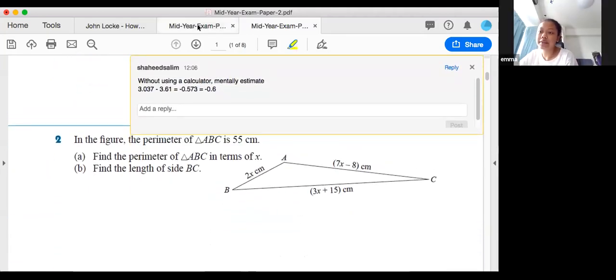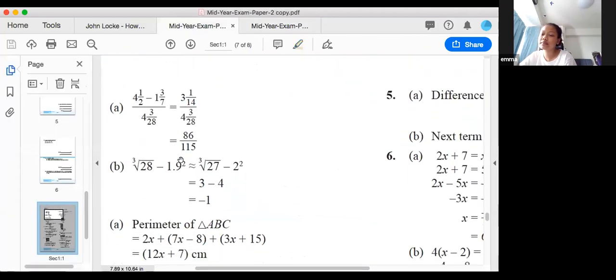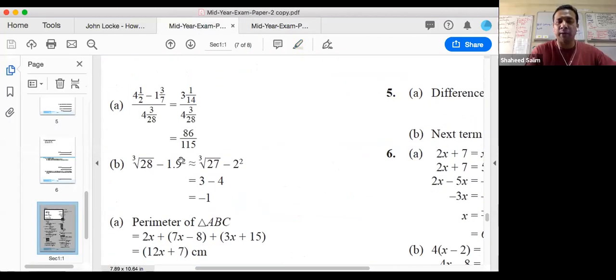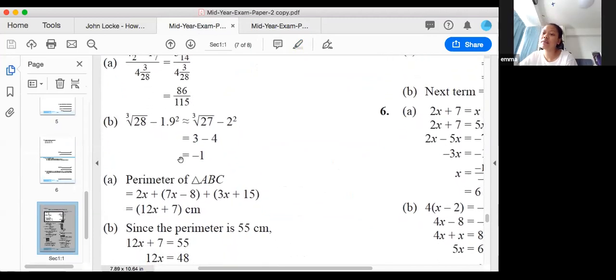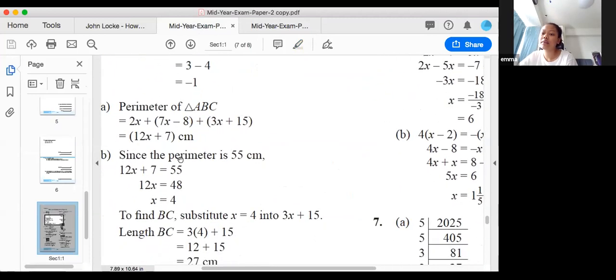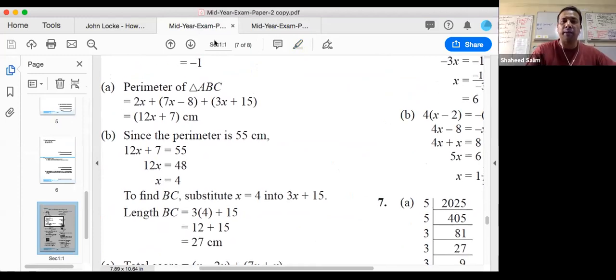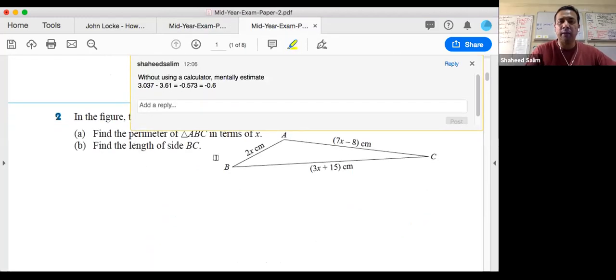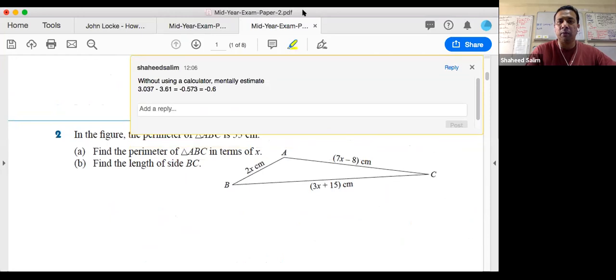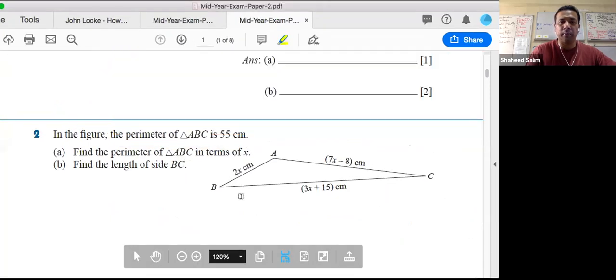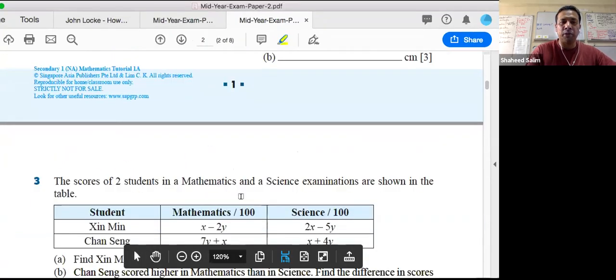12x plus 7 cm, correct. Well done. Next one, B? 27 cm. Okay, well done. Okay, I'm going to close this one. What about number 3?